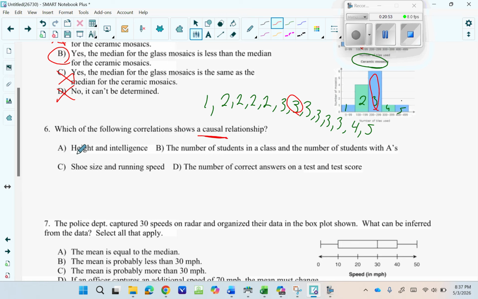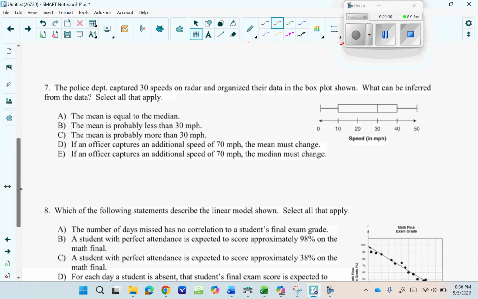Okay, let's look at number 7. So we're dealing with a bar graph, I'm sorry, a box and whisker. We don't know the mean, but a lot of times with a box and whisker, your mean's going to be right there, right in the middle of your box. So the mean is equal to the median, probably not. The mean is probably less than 30 miles per hour. Yeah, I'd say yes. And it says select all that apply. So I'm going to say it's not more than 30 miles per hour.